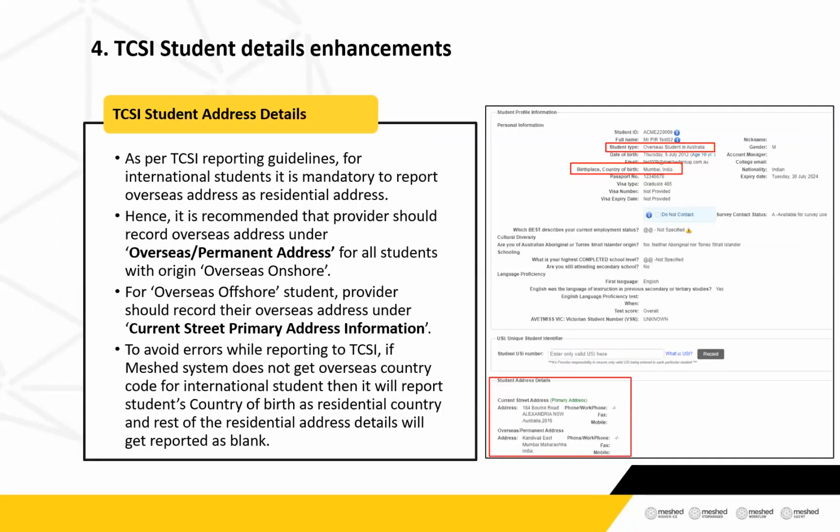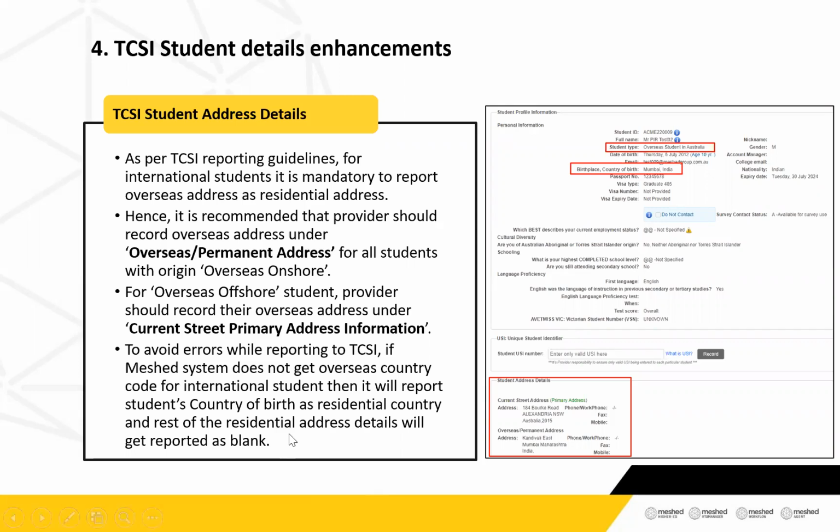So now let's see the second enhancement related to student details, that is address details. Now, recently, TCSI added one validation where they made it mandatory to report overseas country as a residential country for international students. Because of this, it is recommended that in initial stages, you make sure you're capturing at least that overseas country for that student. And even if you can capture the entire address details, that is even better.